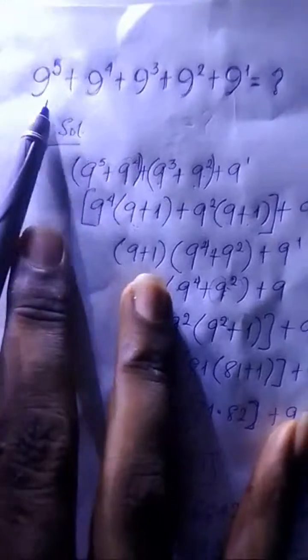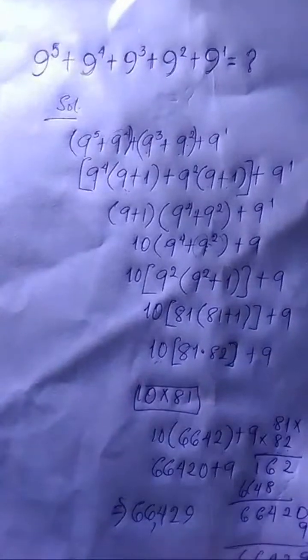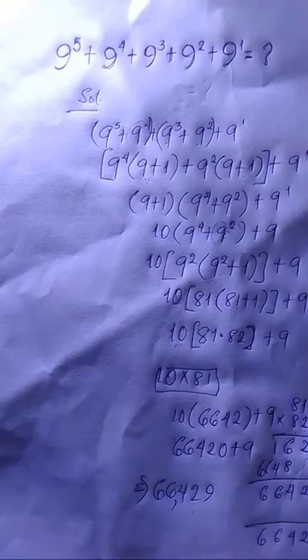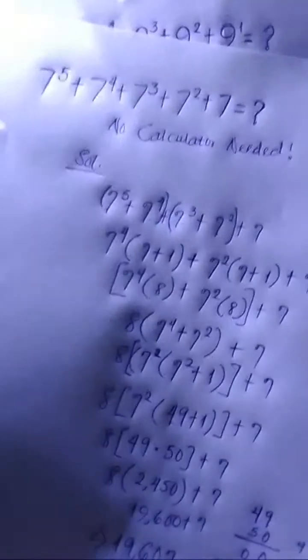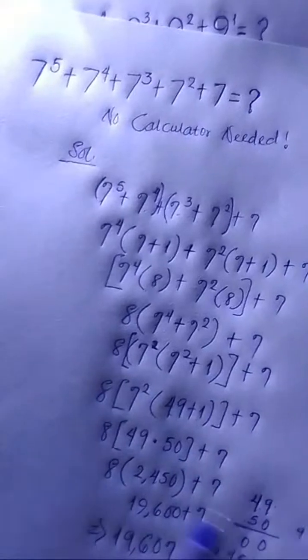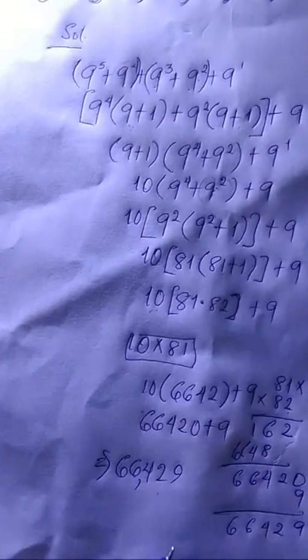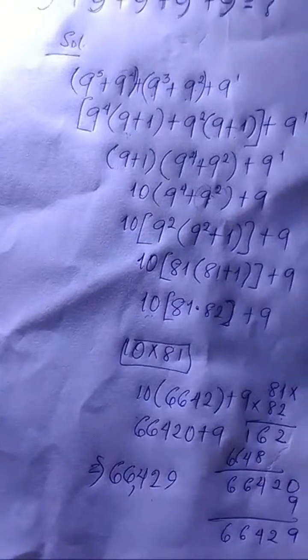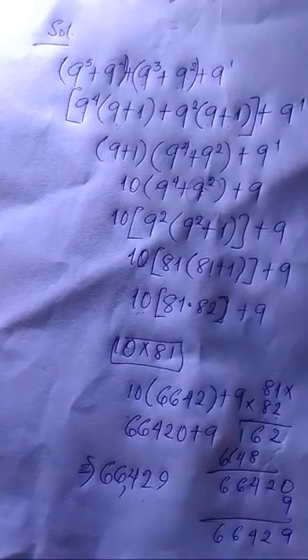For this question, 9 raised to the power 5 plus 9 raised to the power 4 plus 9 raised to the power 3 plus 9 raised to the power 2 plus 9 raised to the power 1. And don't forget, we solved this other question using 7. So this is the 7 version, and we had our answer 19,607, and for the 9 we are having 66,429, right? So what do we do now here?